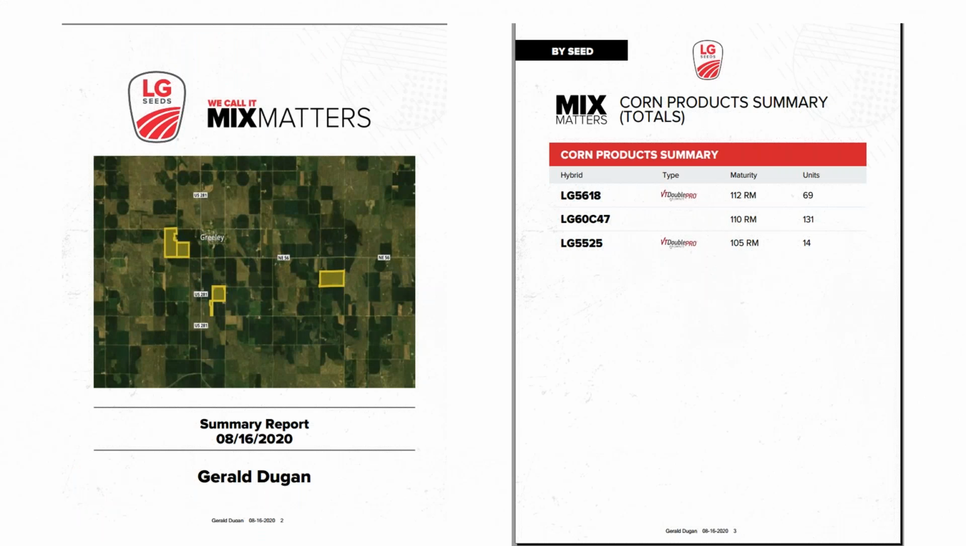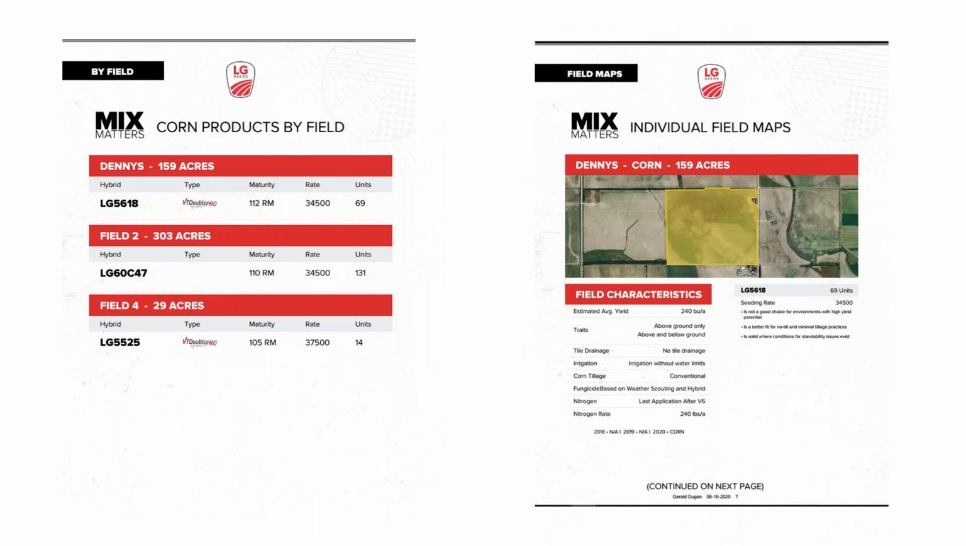There are 5 different aspects of the report that you can choose, mix and match. You have a summary page showing the whole farm and the name on the report. You have the second page we see here, which is the list of products by the products themselves, so a summary by products. Then we move to a summary by fields. So it shows the field, the trait, the maturity, the rates, and the units. And then we have every field's individual map and every field's individual characteristics that you've provided the information to.